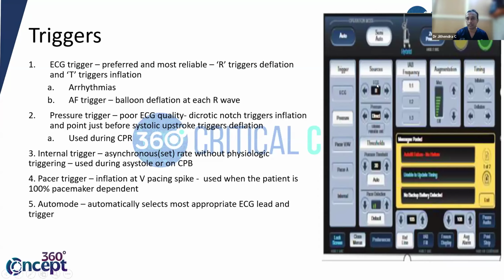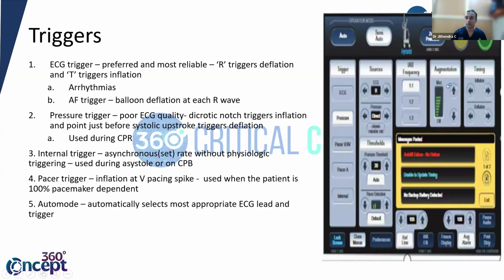Based on the source, you can set, say, the ECG, and select which lead to use. From the pressure, you can time your pressure, the thresholds, all of this. Next is something called IABP frequency. At what frequency are you supporting the heartbeat? If you support every beat, it is 1:1 frequency. Every alternate beat, it is 1:2. Every third beat, it is 1:3. We would have all seen this, so it's just a revision.